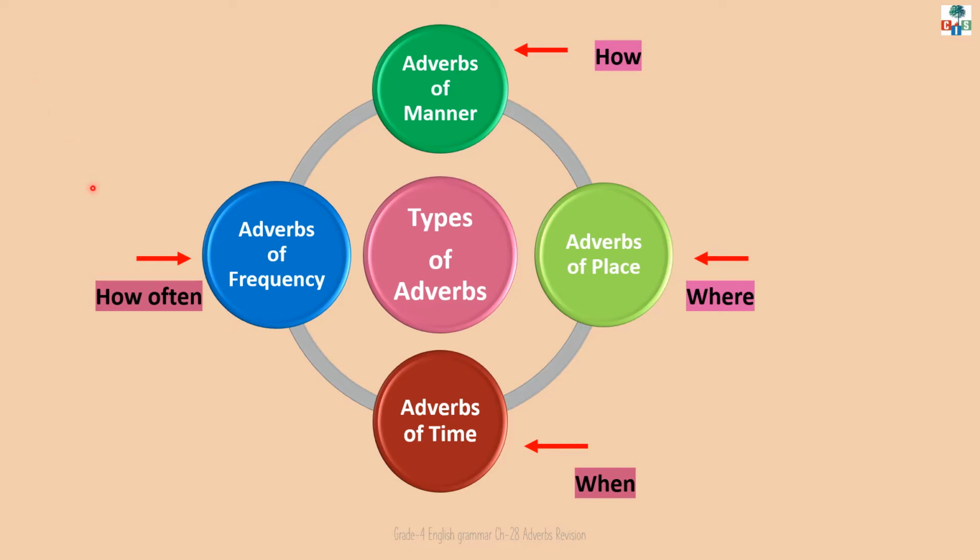Children, in this chapter, we learned four types of adverbs. They are adverbs of manner, adverbs of place, adverbs of time, and adverbs of frequency. Adverbs of manner answer the question how. Adverbs of place answer the question where. Adverbs of time answer the question when. And adverbs of frequency answer the question how often. Let's revise these adverbs.